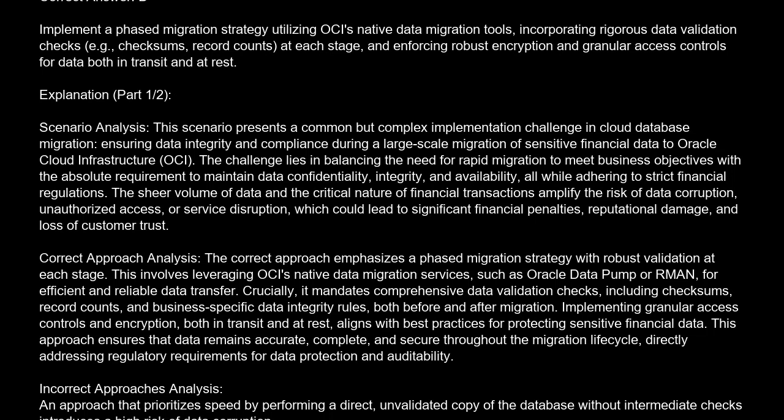The correct answer is D. Implement a phased migration strategy utilizing OCI's native data migration tools, incorporating rigorous data validation checks, e.g., checksums, record counts, at each stage, and enforcing robust encryption and granular access controls for data both in transit and at rest.